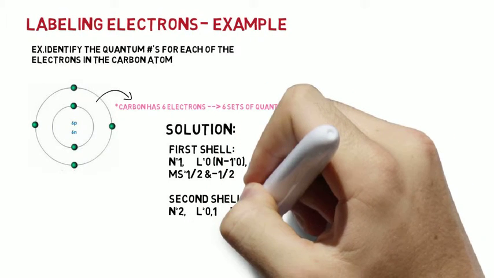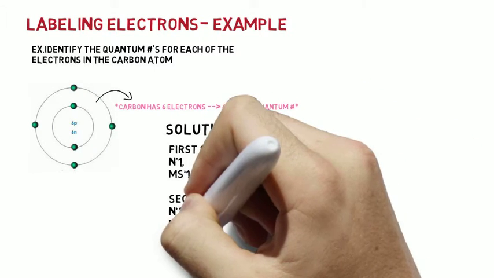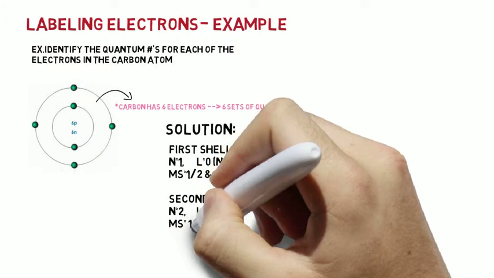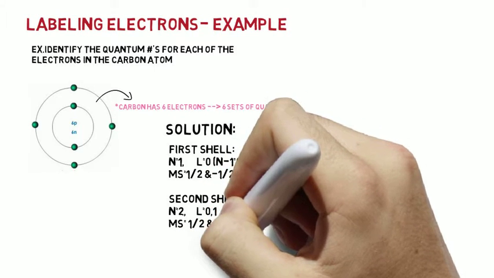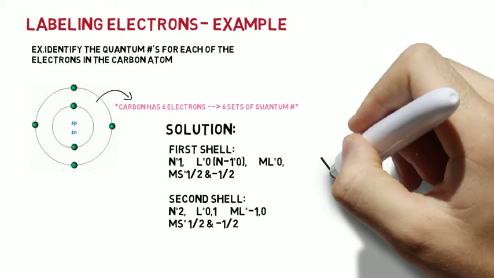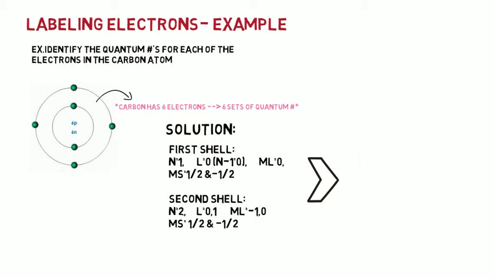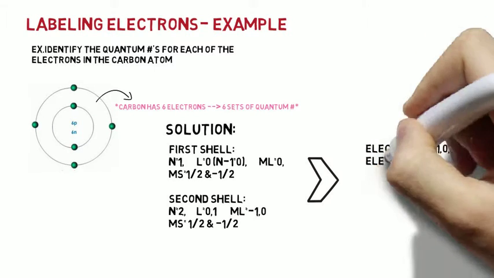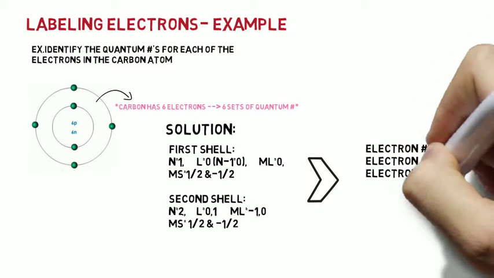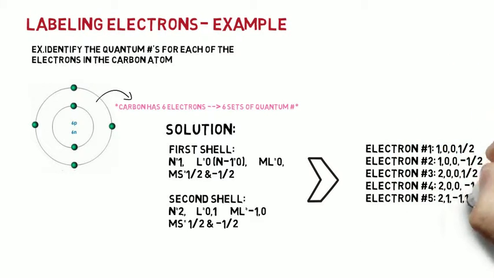Now moving on to the second shell level, n equals 2, l equals 0 and 1, and m sub l is negative 1, 0, and 1, and again, spin is negative half and positive half. Now we can look to the right and display all of the quantum numbers from electron 1 to 6.